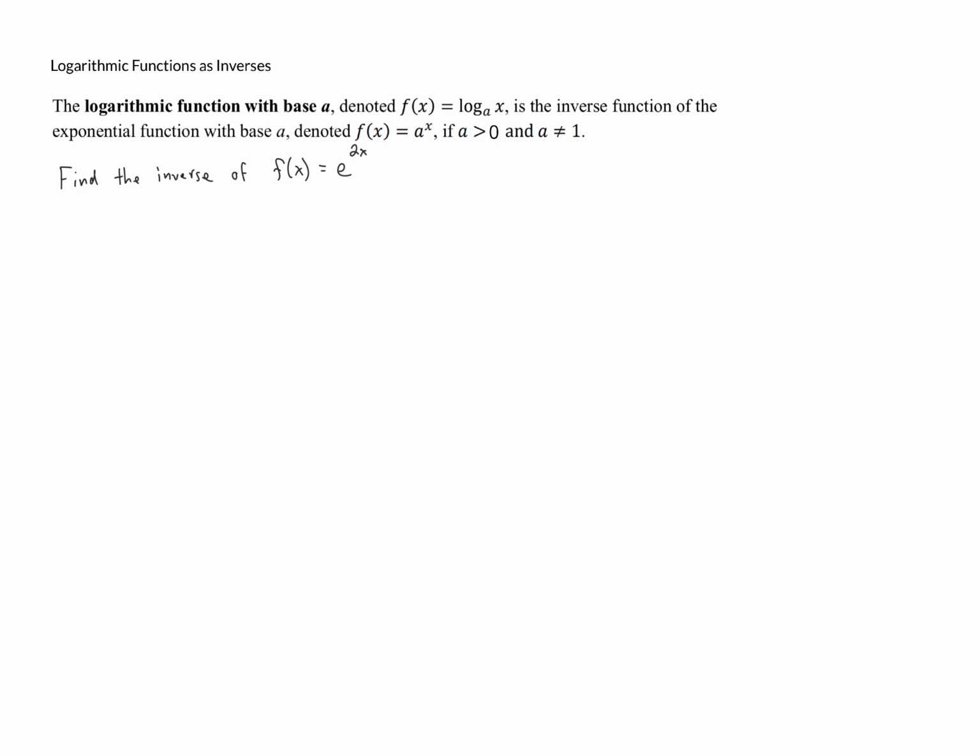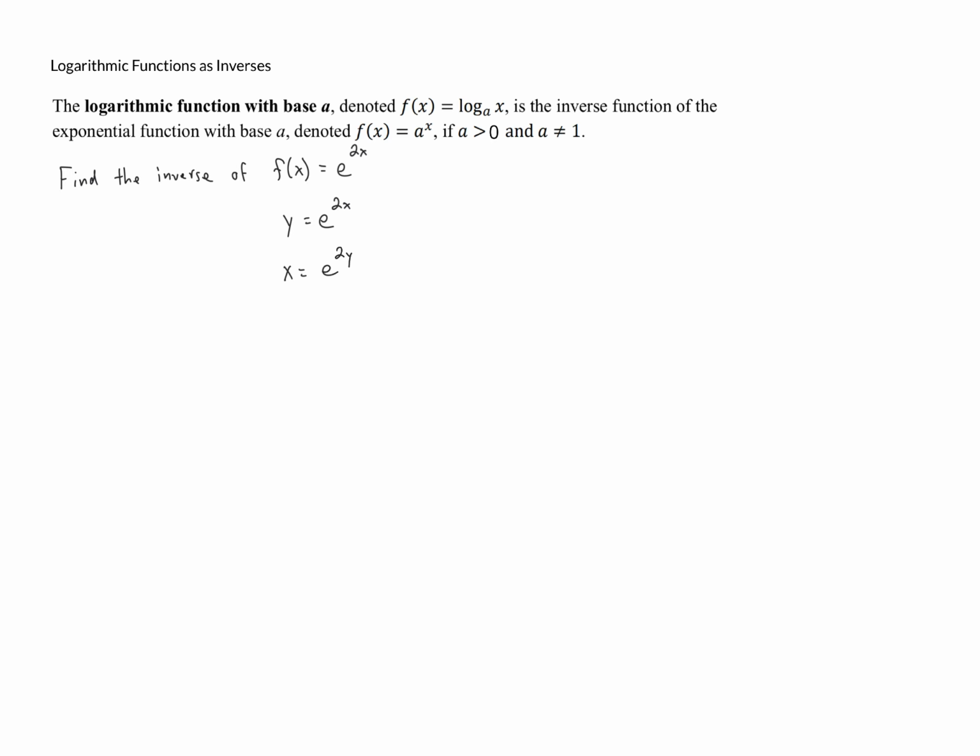So remember, when we're finding inverses, we replace the function with y, just to simplify things. And then we interchange x and y, so we can write this as x equals e to the 2y. And then we need to solve for y. And in this case, because y is inside an exponent, we need to do something to get it out of the exponent. And there's a couple of options that we have.